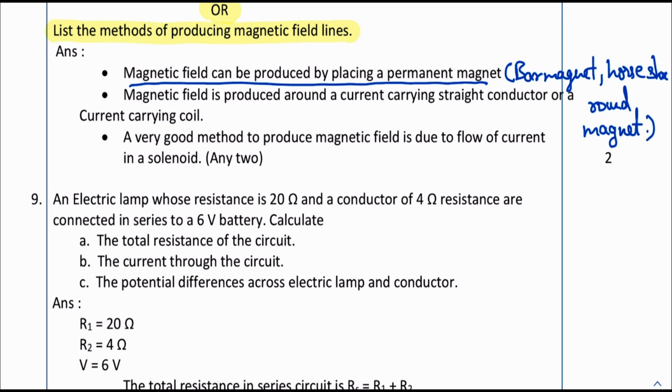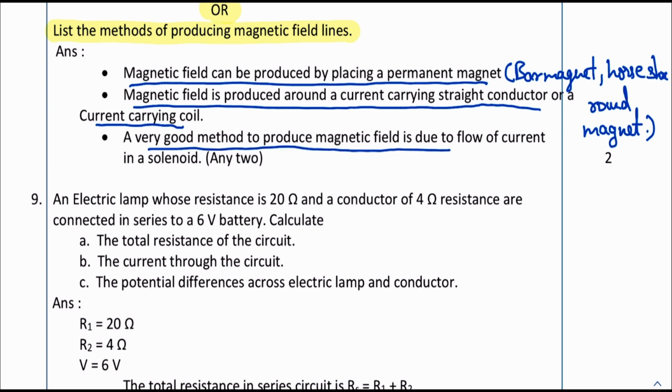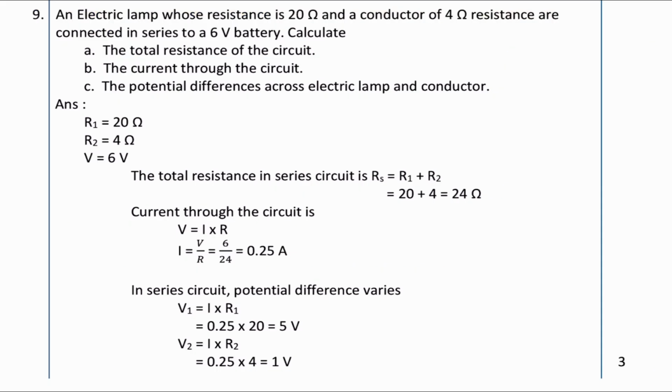Okay. Next, a magnetic field is produced around a current carrying straight conductor or a current carrying coil. You can simply write it as any current carrying wire contains a magnetic field. Next, a very good method to produce magnetic field is due to the flow of current in a solenoid. Yeah, you can write any two. And you can also simply write any line and give some examples.